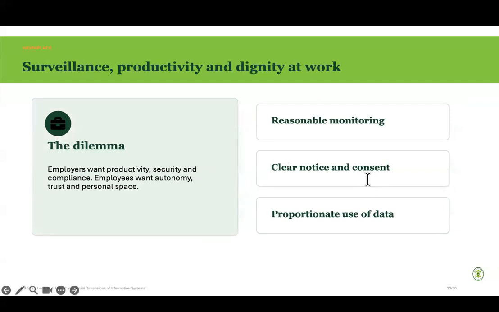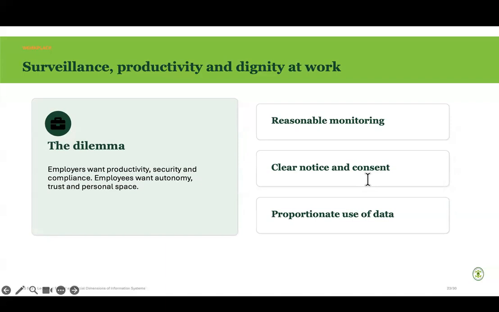Then there's also the issue of surveillance, productivity, and dignity at work. Look, employers, those who have employed us, have every reason to monitor some of our activities online. They may need to protect confidential information, prevent fraud, ensure safety, or be able to measure performance accurately.